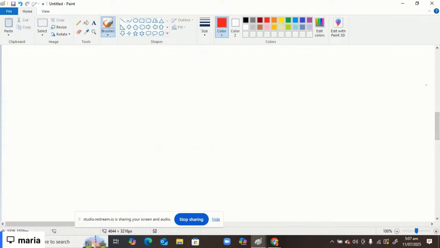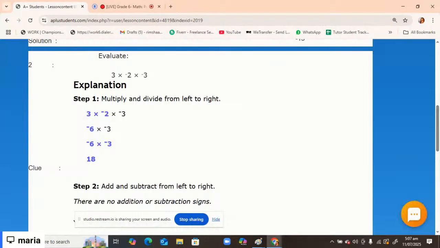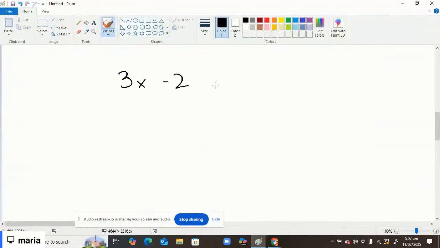These are addition and subtraction questions. Now let's do the multiplication. 3 times minus 2, then times minus 6. So simple, 3 times 2 is 6.